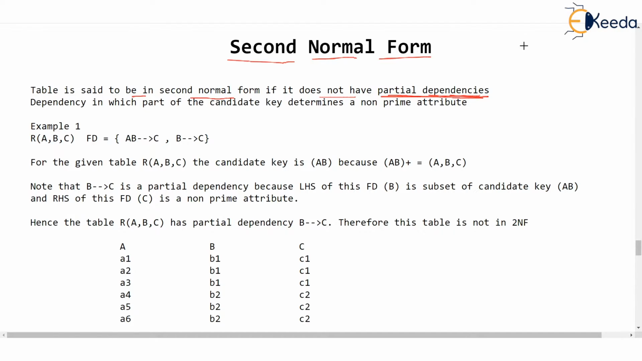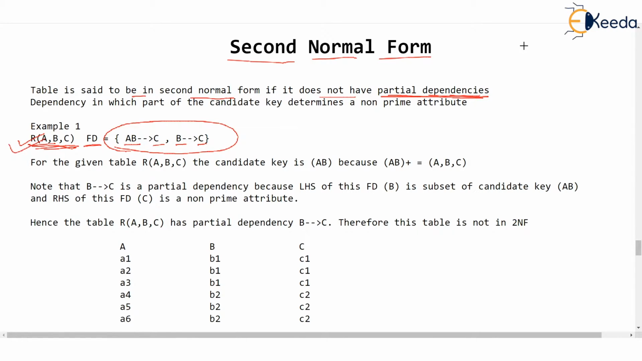If the table does not have any partial dependencies, then the table is said to be in second normal form. As an example, we have a table R with three attributes A, B, C, and the functional dependencies defined on this table are AB determines C and B determines C. All of you know from past videos how to find a candidate key using this FD set: you use attribute closure. Now, who can be the candidate key of this table R(A, B, C)?